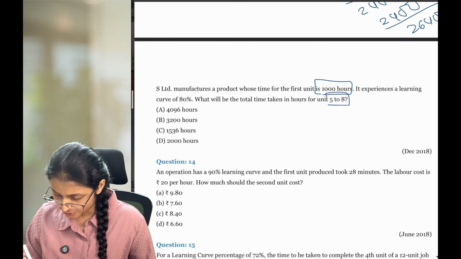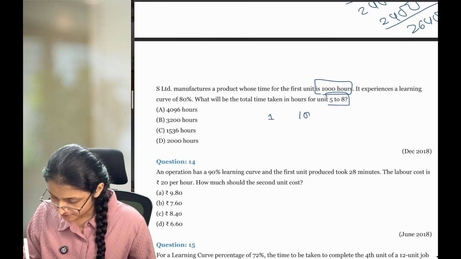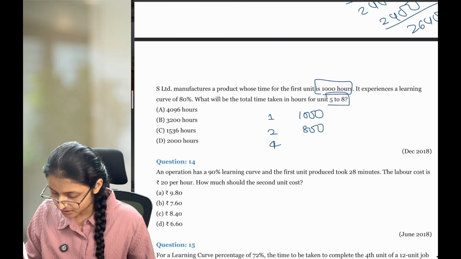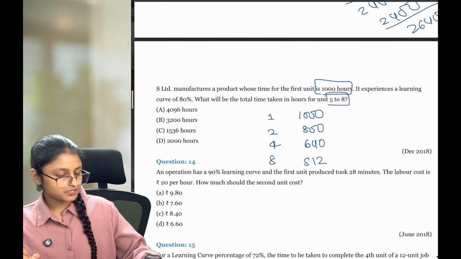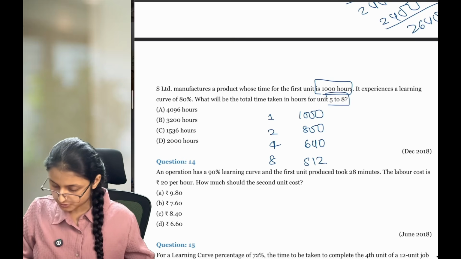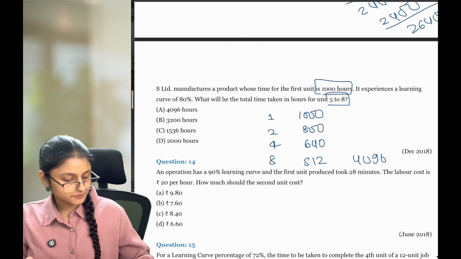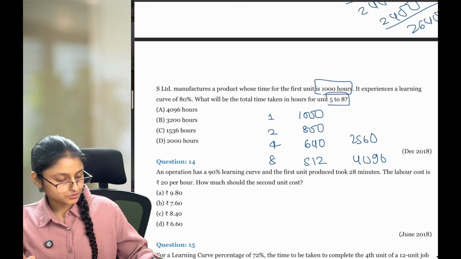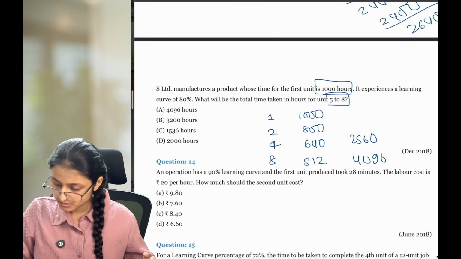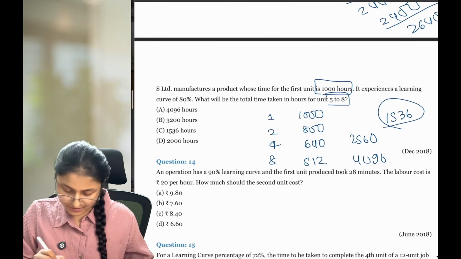Okay? So for the first unit we have 1000 hours. Second is going to be 800 as per 80% learning curve. For 4 units together, average time per unit will be 640 and for 8 units 512. So 8 into 512 is equal to 4096. 640 into 4 is 2560. 4096 minus 2560 will give you the time period for 5 to 8 units, which is 1536.